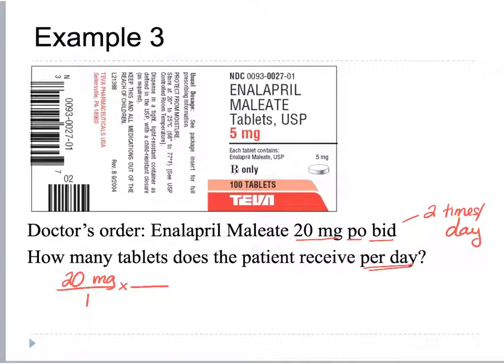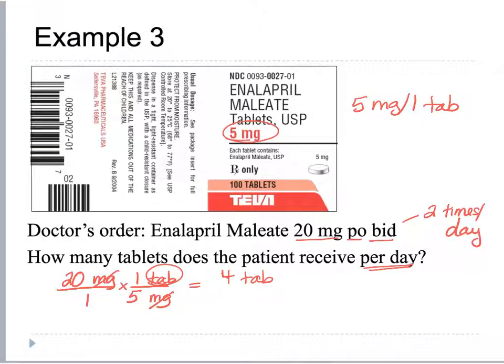So first thing I want to do is figure out how many tablets they need to get based on the order, and then we'll figure out how much per day. If I look at the label, our dosage strength is going to come from the weight of the medication. So our strength would be 5 milligrams per 1 tablet. So I can start off with 5 milligrams down below, 1 tablet up top. Now my milligrams are going to cancel, and I'll be left with the number of tablets that they're going to receive twice a day. If I multiply numerators and divide by denominators, we end up with 4 tablets.